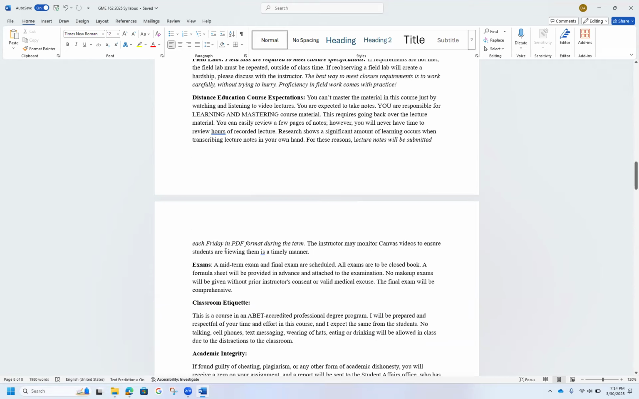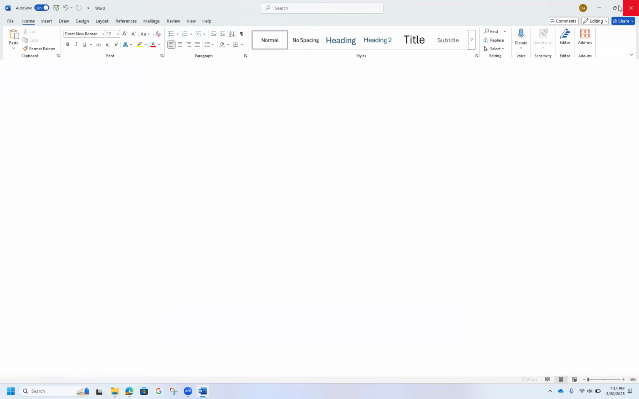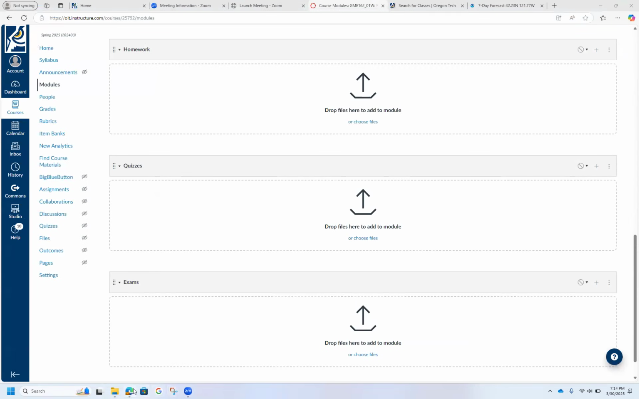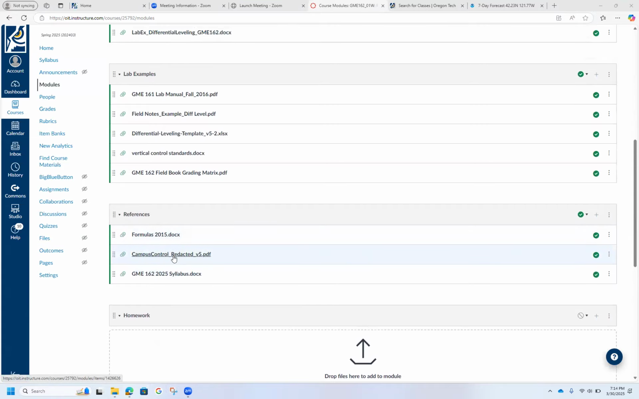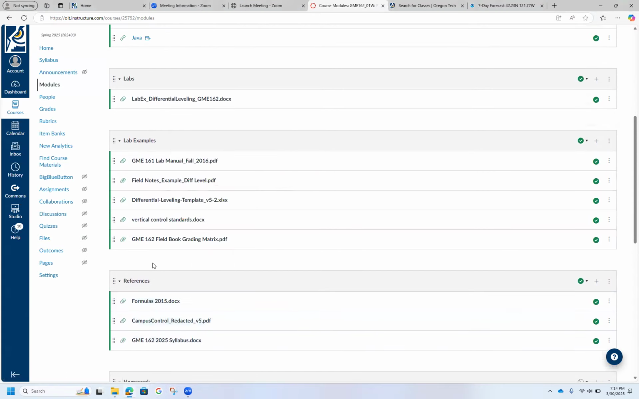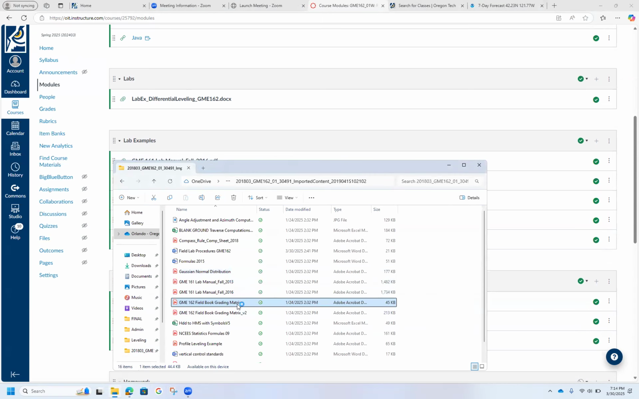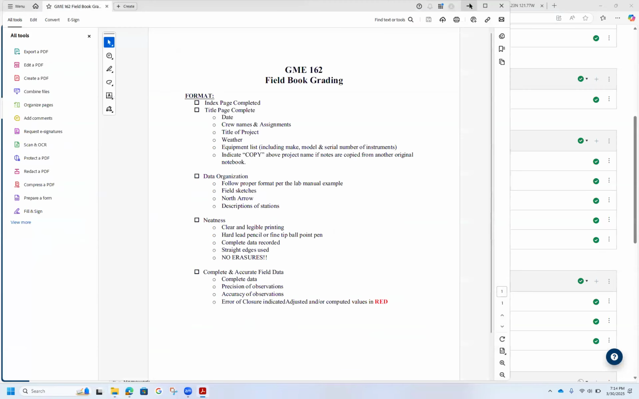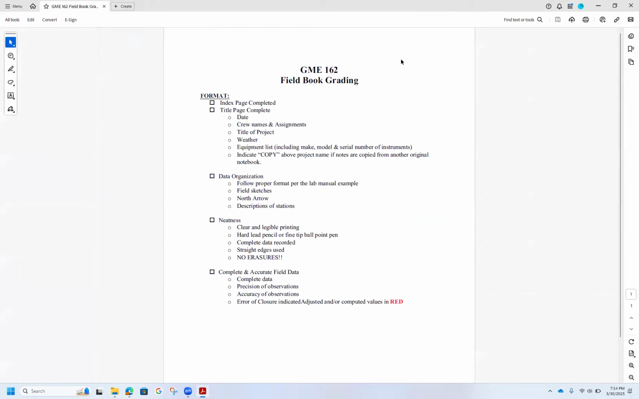Let's move on to that field book. We have campus control, we'll go over that, but that'll be part of the lab. Here we go. Lab examples, GME 162 grading matrix. The grading matrix. All right, how are we going to do this?